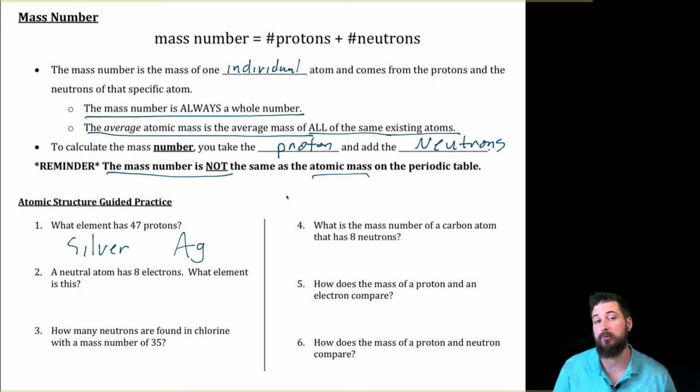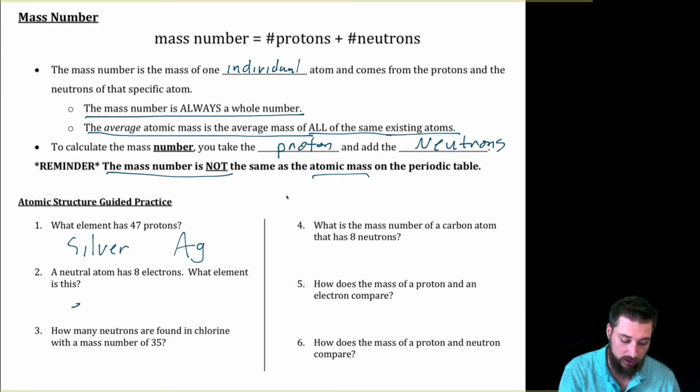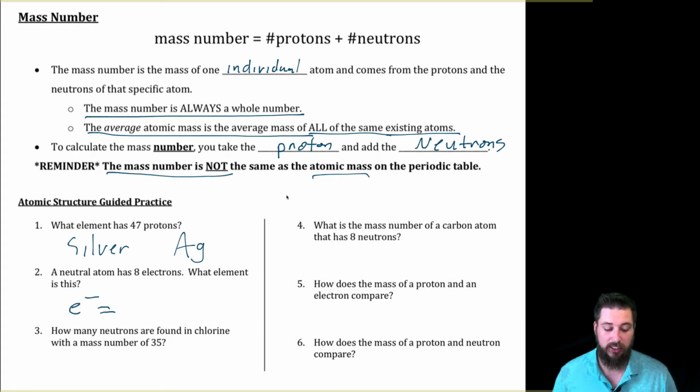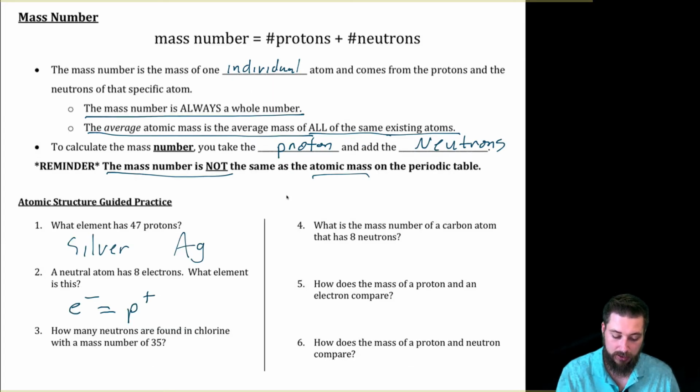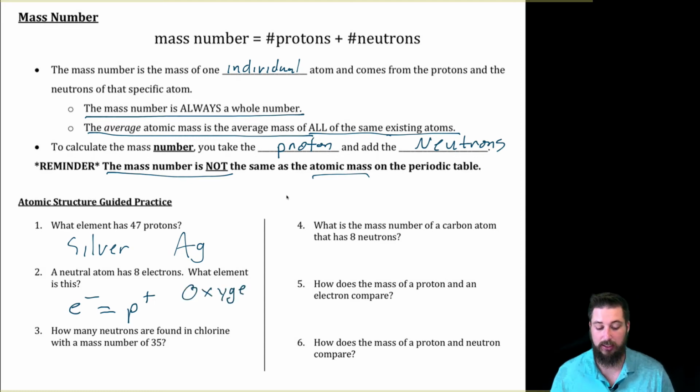So essentially, for now, electrons and protons will always equal each other, especially if we say it's a neutral atom. So again, electrons are going to be equal to protons. And so if it has 8 electrons, how many protons will it have? Well, it's going to have 8. So what element has 8 protons? You'll see that oxygen has 8 protons. And so what element is this? Oxygen. Because again, for now, what we're saying is that the electrons and the protons are the same. Later on, that'll be different.